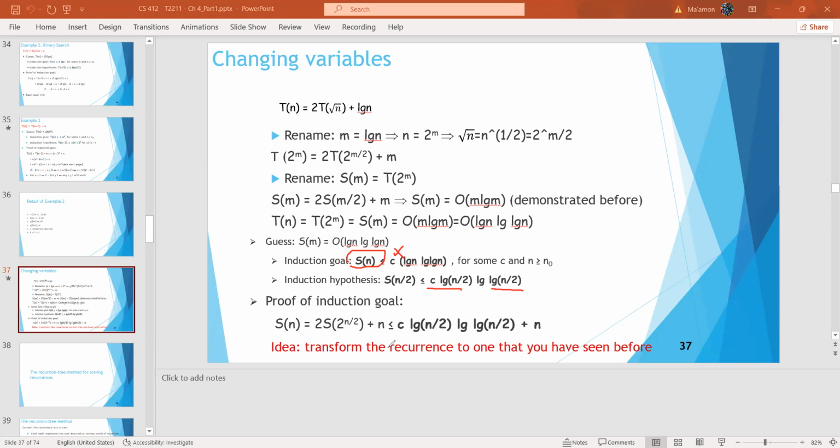Now we have C log N over 2 times log N over 2 plus N. This one here. Now we have the proof by induction: C n over 2 S of N over 2 plus N less than or equal C log N over 2 multiplied by log N over 2 plus N.